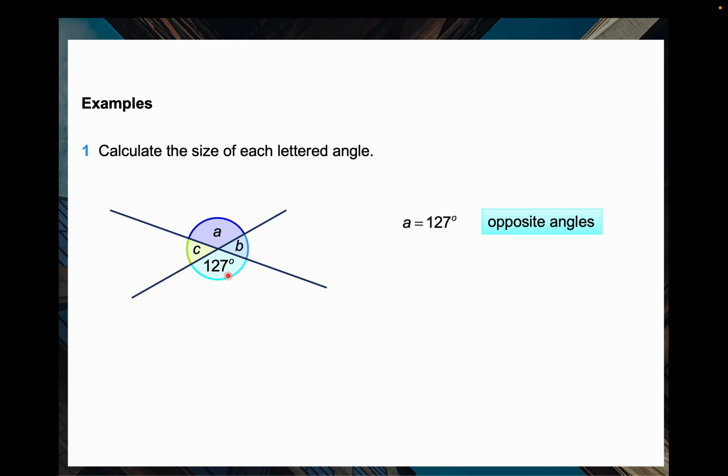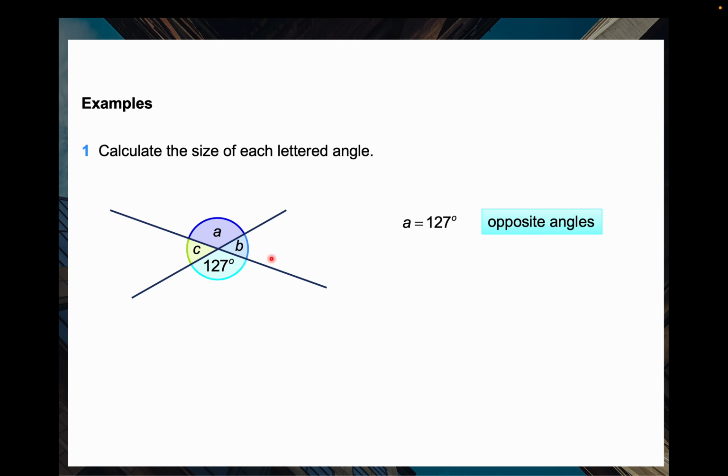We have to give a reason for this as well, because when the question tells you to find out or calculate the angle, for example B or C, on the past papers, on the exam paper, you need to give a reason. And the reason is not a calculation. The reason is the mathematical thing that you need to write, why this is this. Why A equals 127 degrees: just giving the reason that they are vertically opposite angles.